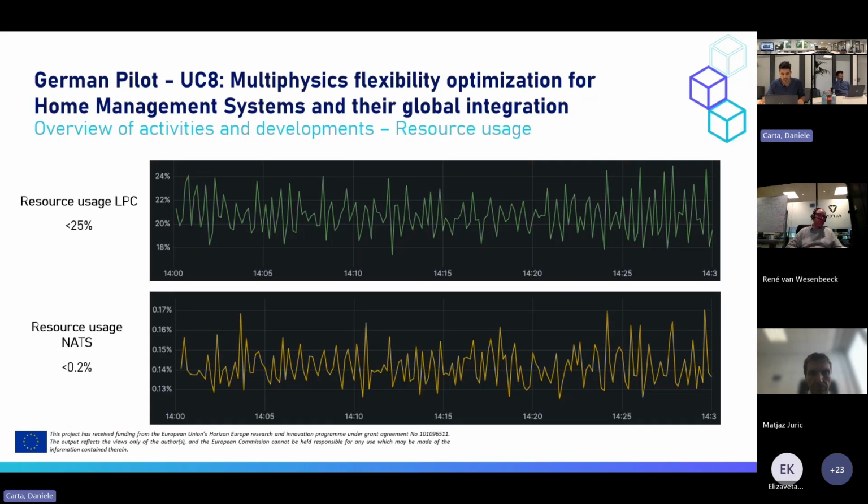configuration files. And in fact, as you can see here, I report the resource usage by the LPC. When it comes to the LPC itself, always less than 25% of the resources were used by this Docker, considering, again, the two transformations and all the configuration files, while the NAT server, also running as a Docker container, was requiring less than 0.2% of the resources.